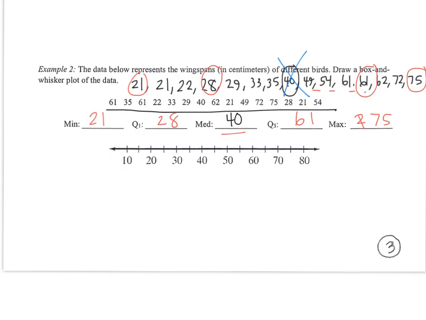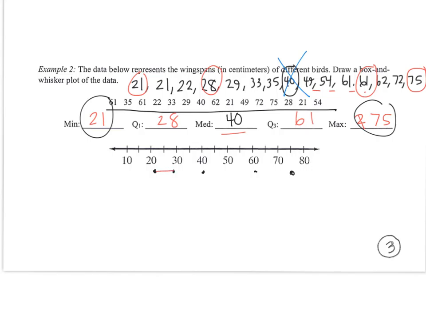So now what you're going to do is make the dots for each of these numbers on this scale. This scale is already made for you. So I'm going to make a plot at 21. You can either go above or below. I'm going to go below because there's not much room. 75, 40, 28, and 61.